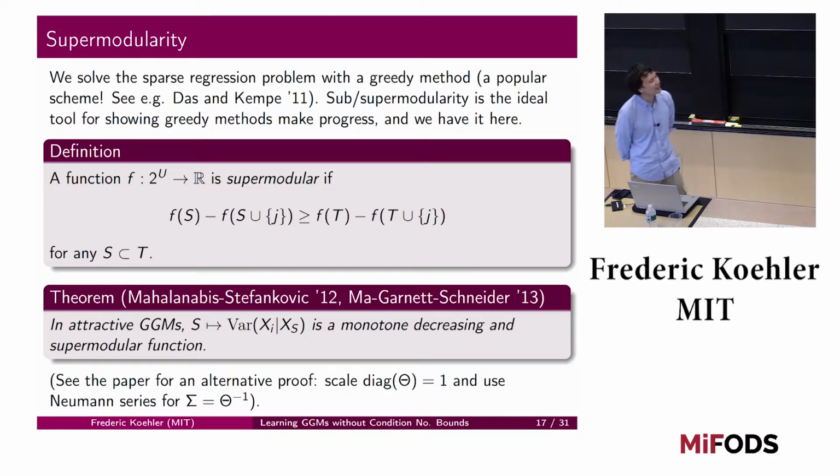And actually, more generally, you can get an exponential rate for a greedy algorithm under this assumption. But anyway, the conditional variance is supermodular, which basically is going to mean greedy methods are going to work well.